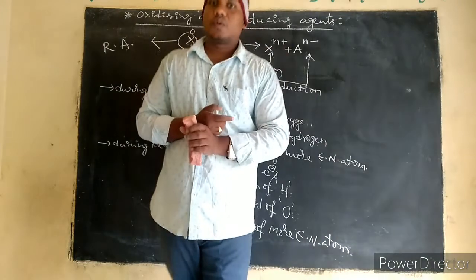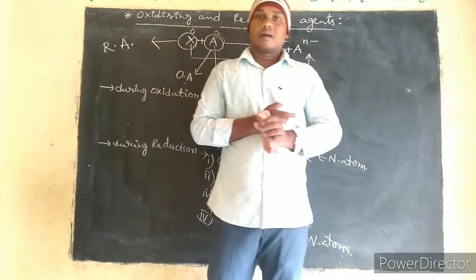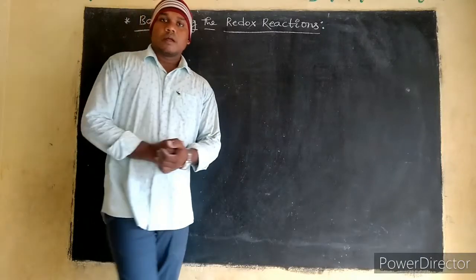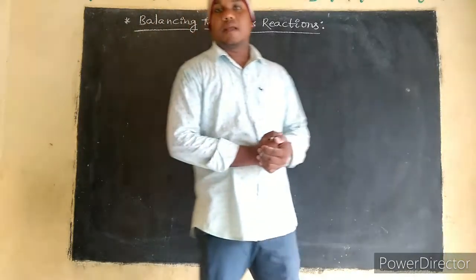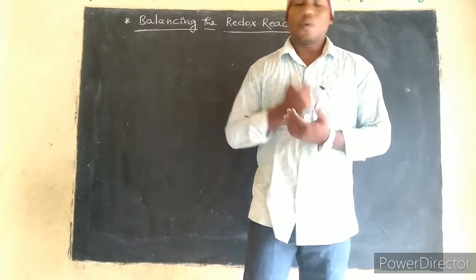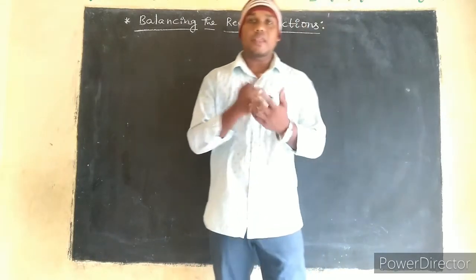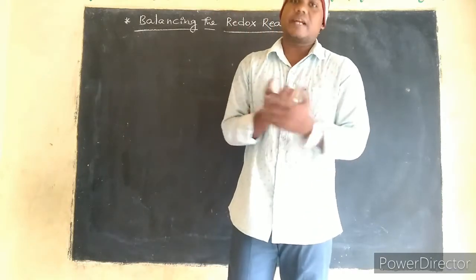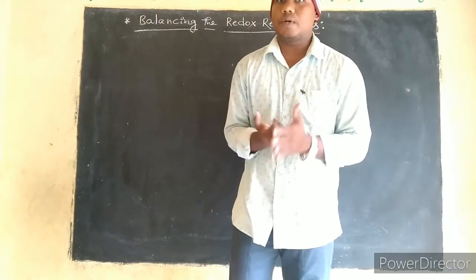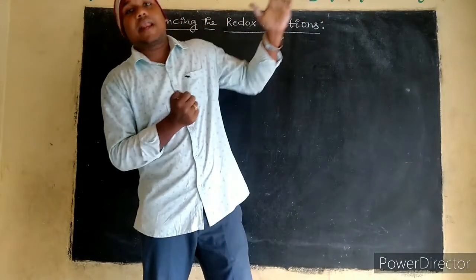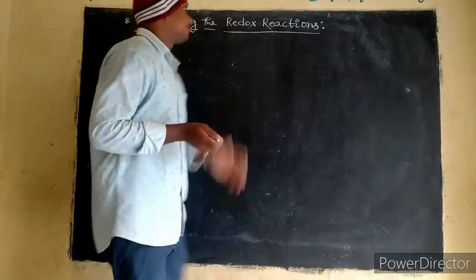Now, balancing of redox reactions. A redox reaction can be balanced by two methods. What are those? The first one is the ion electron method, which is the half reaction method, and the second one is the oxidation number method. Now we are going to discuss the ion electron method.